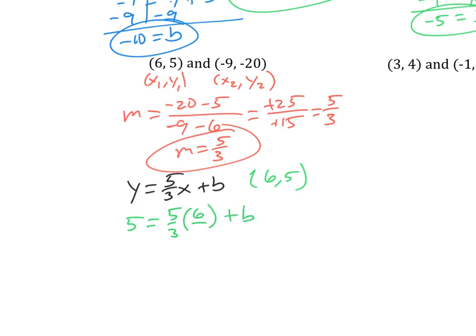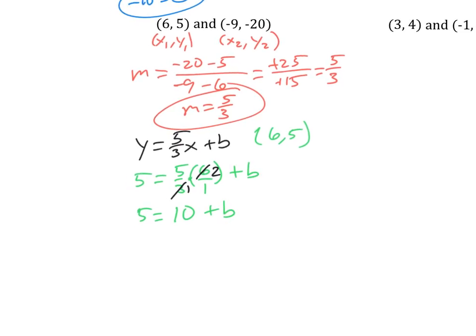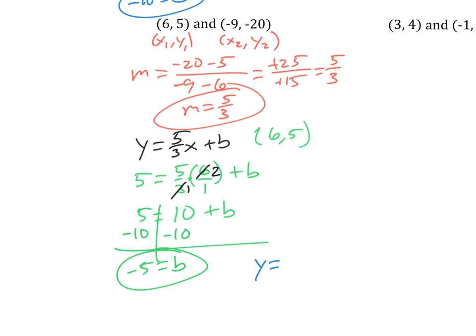Remember this is again times 6 over 1. We're going to be multiplying, so we can simplify this a little bit. 3 and 6 both have a factor of 3, so we can cancel those out, and we get 1 and 2 respectively. So we'll end up here with 5 equals 5 times 2, which is 10, over 1 times 1, which is 1. So just 10 over 1, which is 10, plus b. We'll subtract 10 on both sides. 5 minus 10 is negative 5, and that is equal to b, our y-intercept. So our equation here is going to be y equals 5/3 x minus 5.